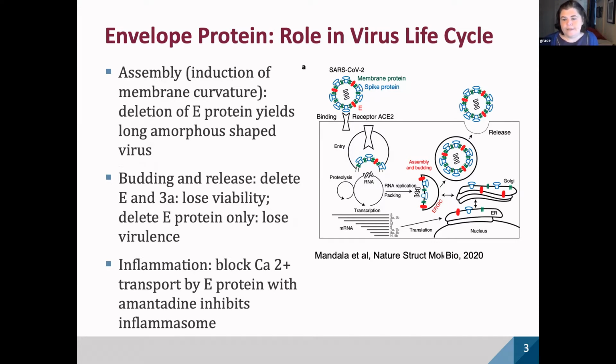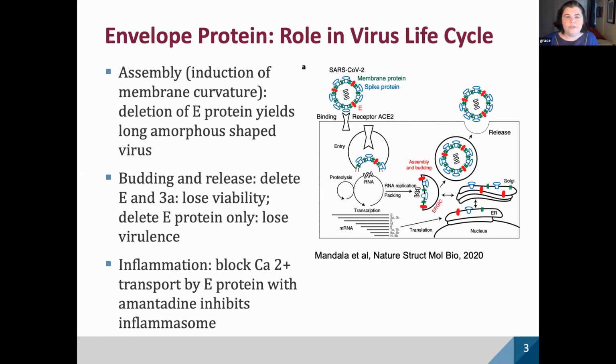So this is a figure from the very recent structure that was published. Certainly initially we have the virus, it binds to ACE2, and you have the RNA replication. The E protein here is represented by this little red guy. And then once you have the assembly and budding phase, some of the E protein does stick around in the Golgi and the ER, but there is this assembly process where the E protein is required.